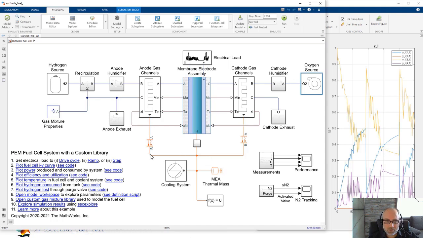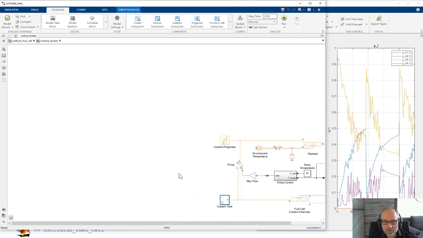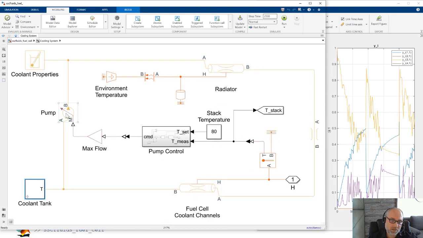What else can I show you here in the model? One thing is the thermal connections here from the anode, cathode, and membrane. Especially interesting is the cooling system, possibly. The cooling system has a pump, a cooling cycle with a heat exchanger modeled as a simple pipe on one side and then a radiator on the other side to get rid of the heat. And we have a thermal controller where we want to control the temperature at 80 centigrade.